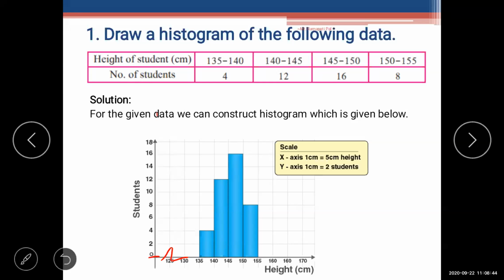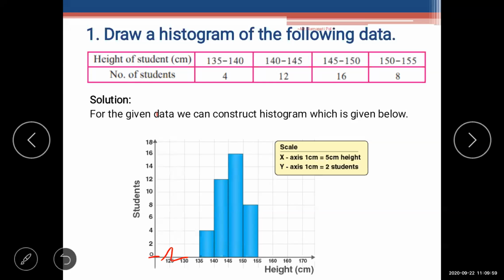Now 150 to 155, how many students are there? Again, see, we will make a crink mark. Okay, so lead this way like this. So you make a crink mark. Is it clear now?